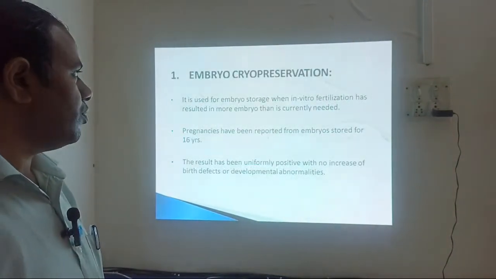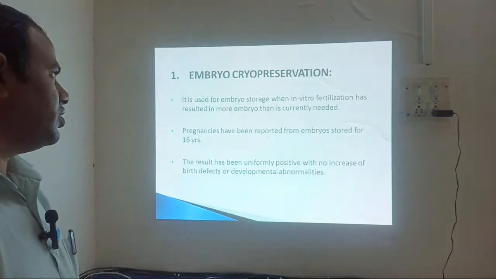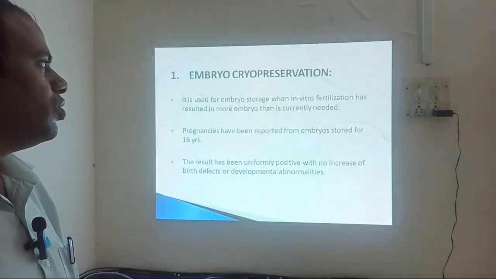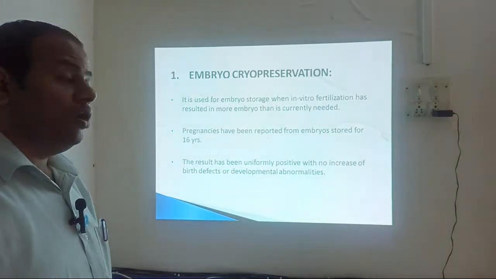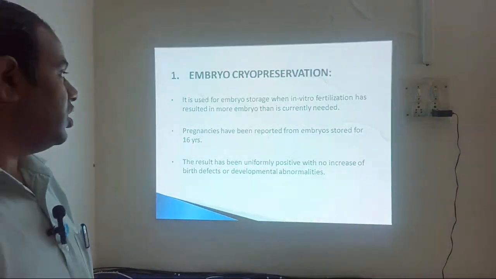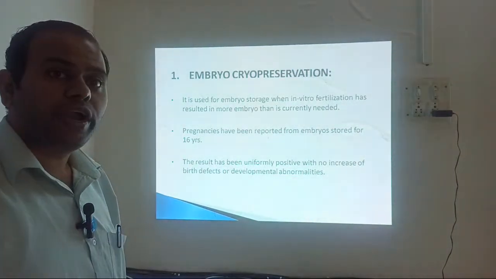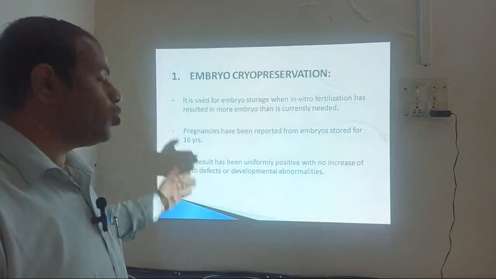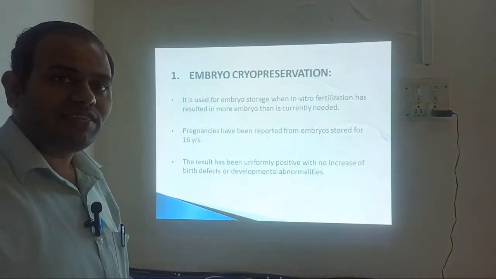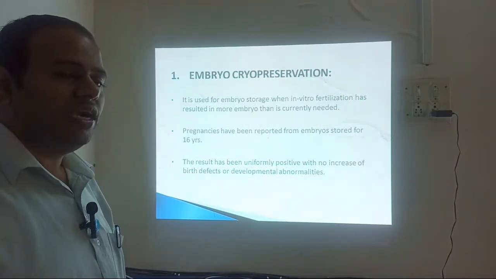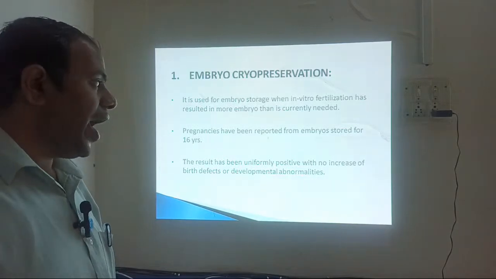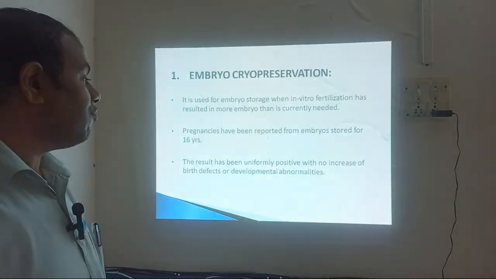Okay. So let's see how embryos can be preserved. It is used for embryo storage where in vitro fertilization results in more than one embryo. So now see how important this is. You can imagine, pregnancies have been reported from embryos which were stored for more than 16 years. So the embryo which was fertilized, up to the embryonal or blastula stage, such embryos are stored, and pregnancies have been reported after 16 years.